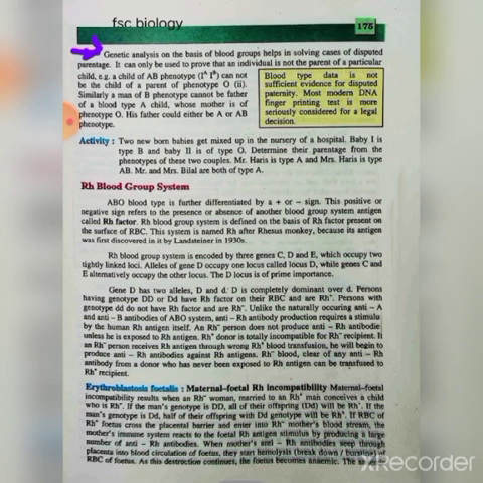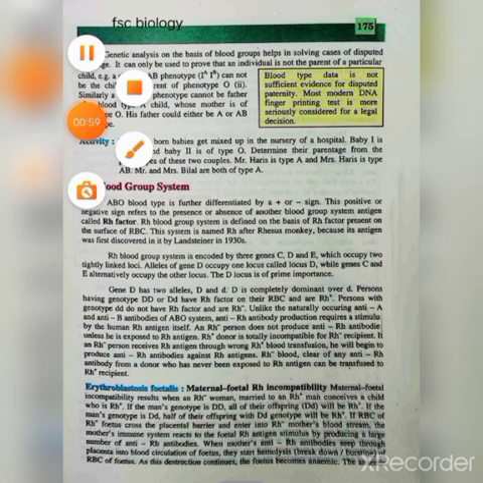Now students, solve this activity. This is all about the blood groups. Now the yellow box: blood type data is not sufficient evidence for disputed paternity. Modern DNA fingerprinting tests are more seriously considered for a legal decision.